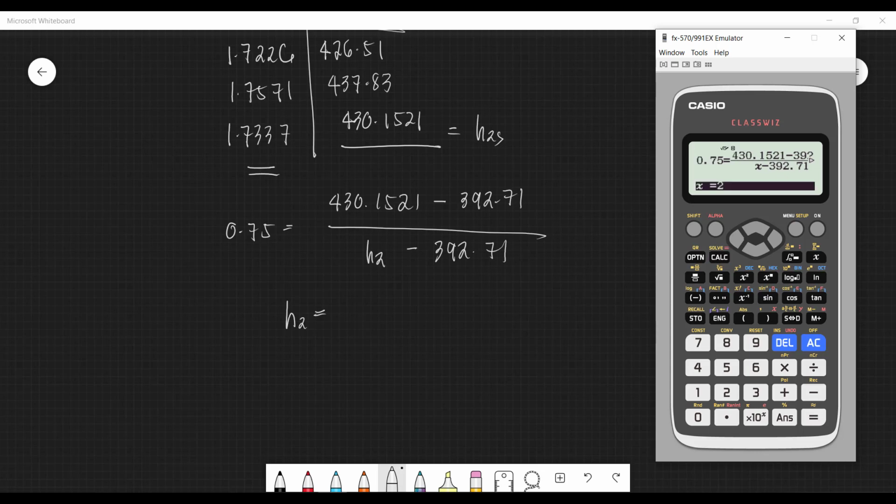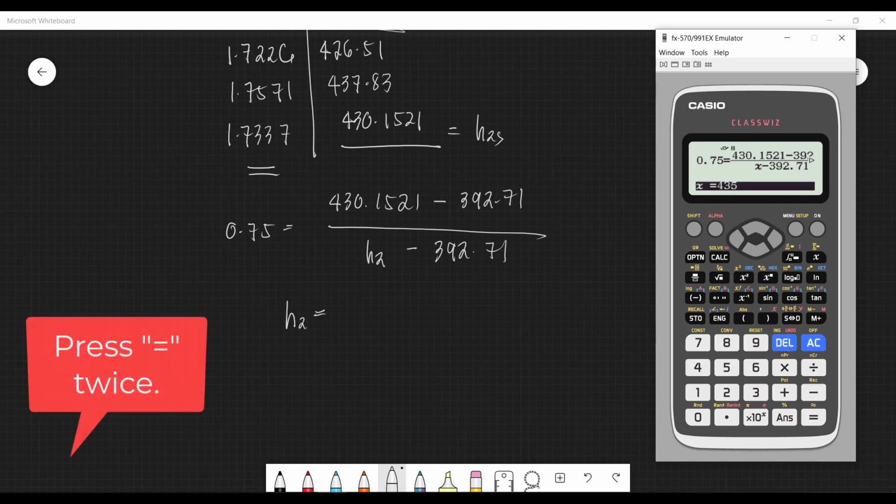It will ask you for an initial number by which it will iterate with respect to. So remember, mga calculator natin gumagamit yan ng Newton-Raphson. So maganda na mas malapit sana dun sa final answer. Problema, hindi natin alam yung final answer. So let's just input a number close to 430. Sabihin natin 435. And then press equals. So this is gonna be our H2.